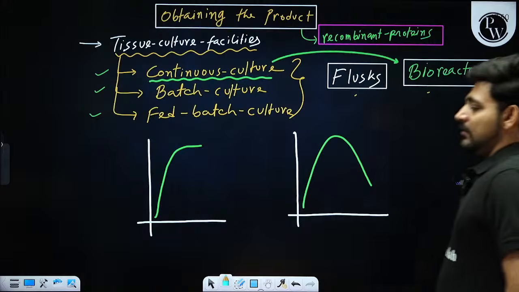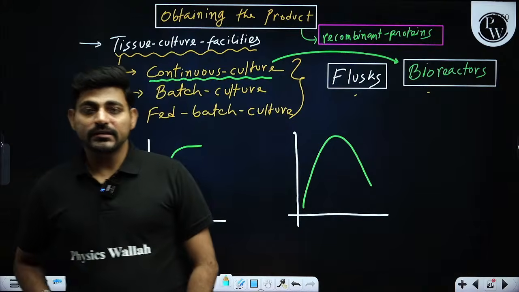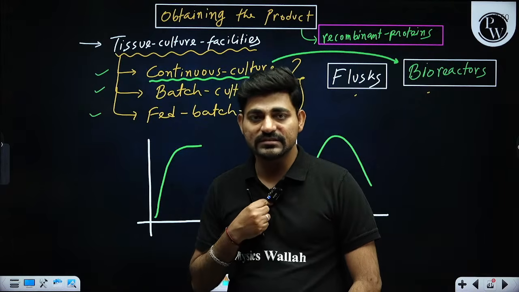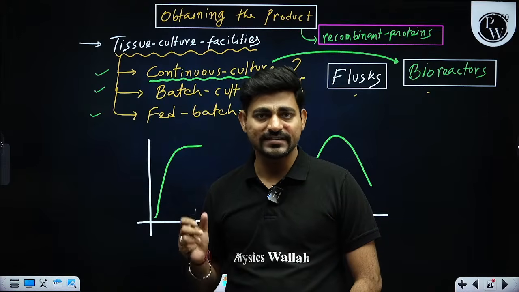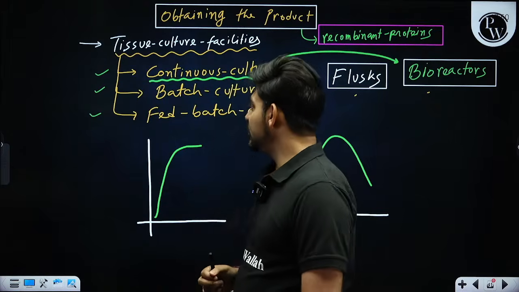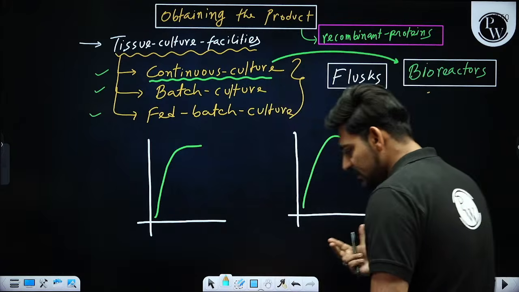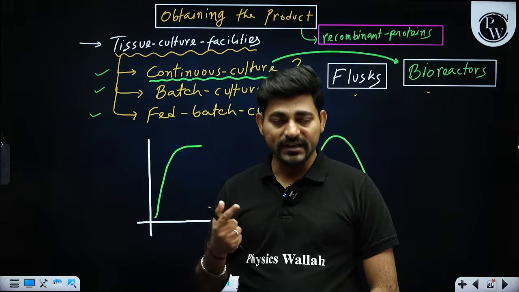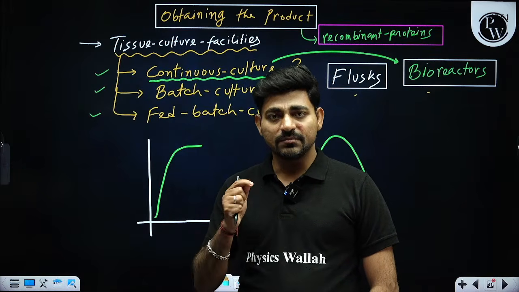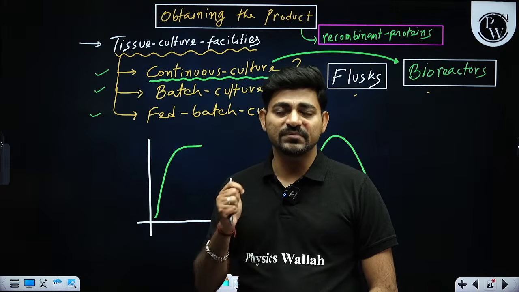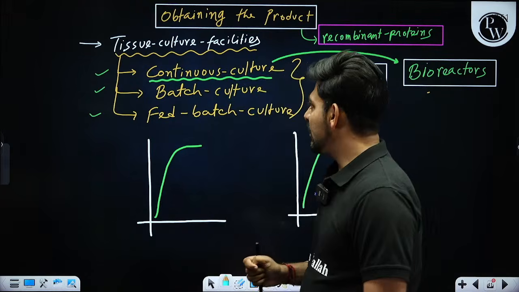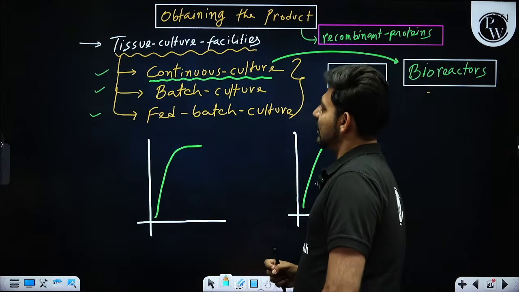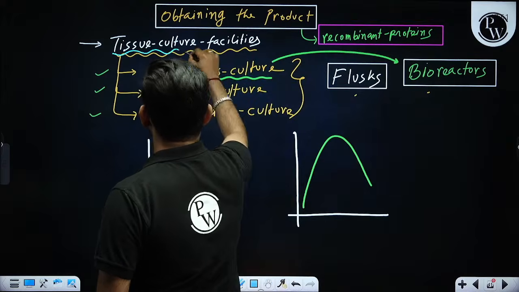Now the next process is obtaining the product, and downstream processing. Once your host cell is successfully transformed, you have to obtain the product. You have to culture the cells inside large bioreactors, maintaining optimum pH, optimum moisture, optimum temperature, and that is the importance of utilizing bioreactors. And the process is simply called the tissue culture technique.